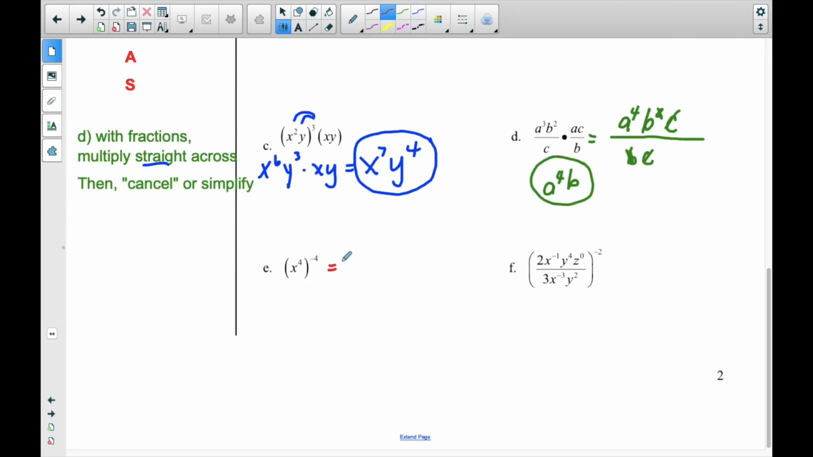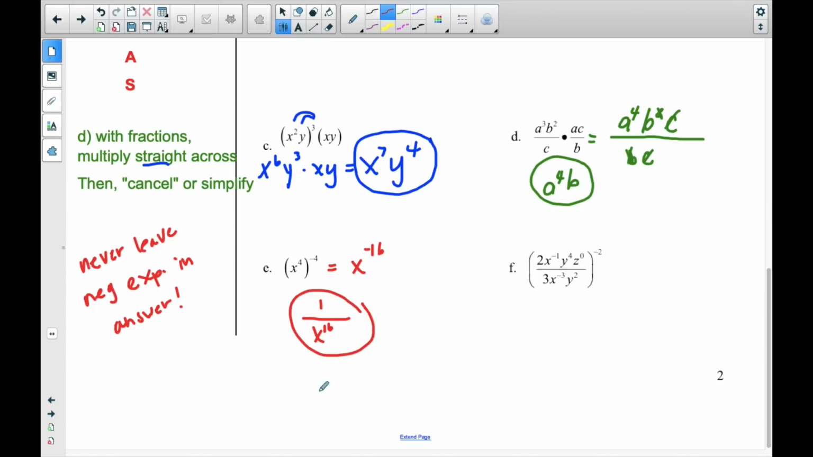Example E, when we have a power of a power, we multiply. So that's a negative 16th power. But of course, a negative power means 1 over. And so we have our answer like this. Again, notice there's no negative in my answer. I never leave a negative exponent in my answer.